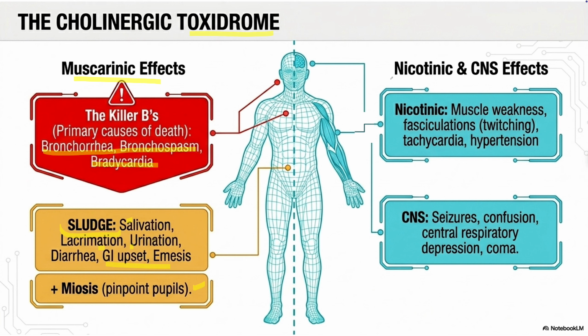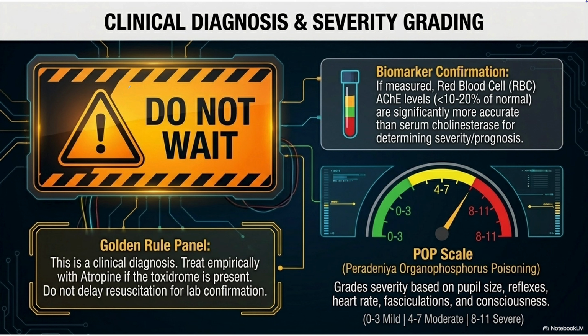The right side of the slide lists the nicotinic effects: muscle weakness, fasciculations, twitching, and eventually paralysis. Remember that paralysis includes respiratory muscles. And finally, the CNS effects. Patients may become confused, seize, develop a coma, or stop breathing centrally. So if you ever see a patient with pinpoint pupils, secretions everywhere, wheezing, muscle twitching, and altered mental status, think cholinergic toxicity immediately.